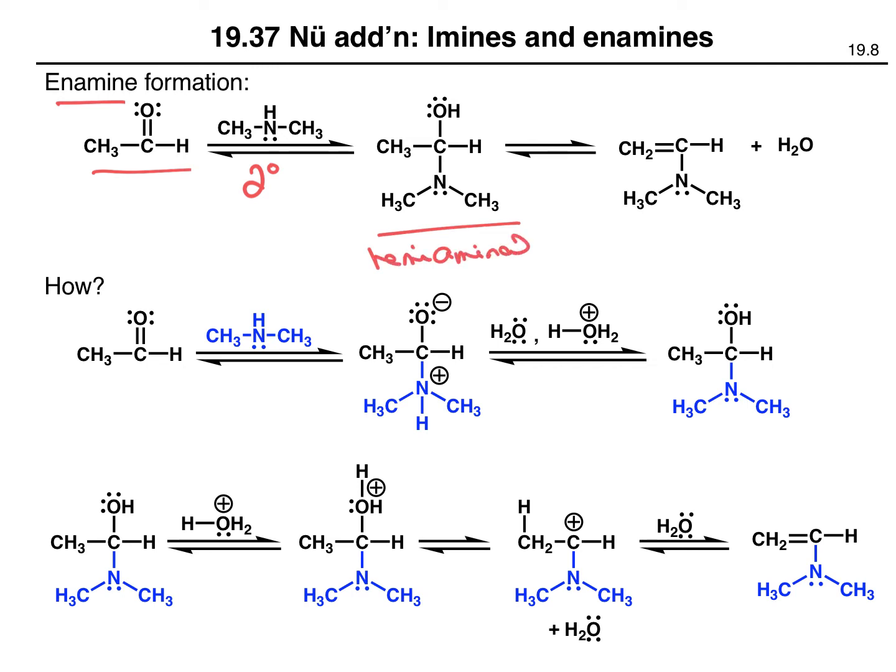And then from here, we lose water. But notice there's no hydrogen on the nitrogen, so we can't lose OH and H from the same atom. Instead, we're going to lose OH and H from the neighboring carbon. So we're going to lose water from here and here, giving us the enamine. An enamine has an alkene and an amine. So how does this work?